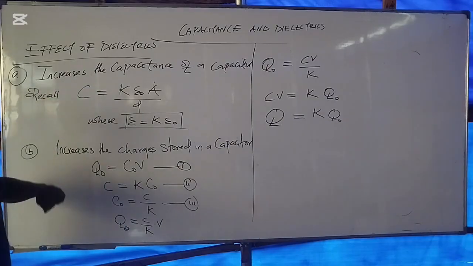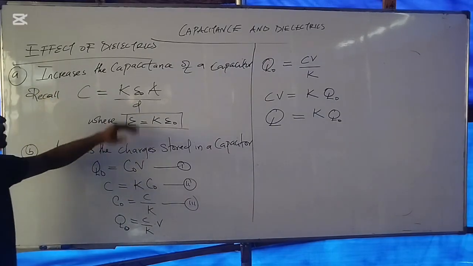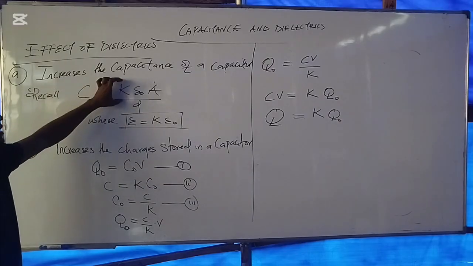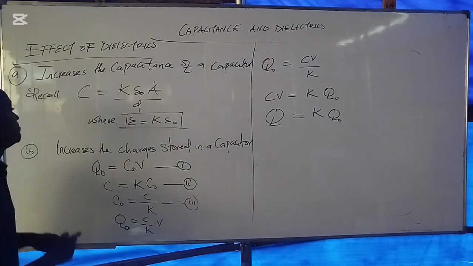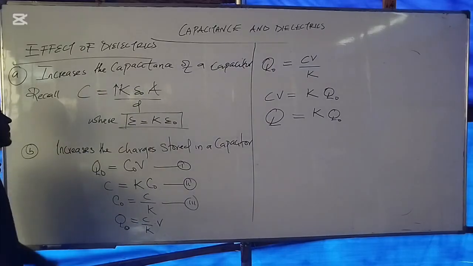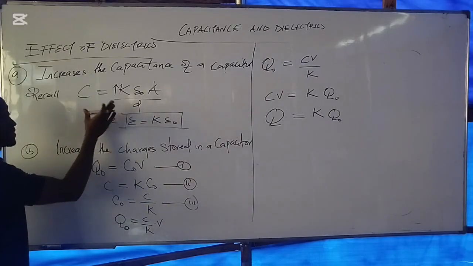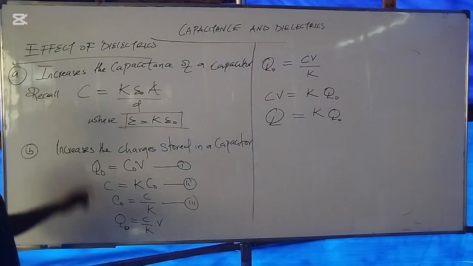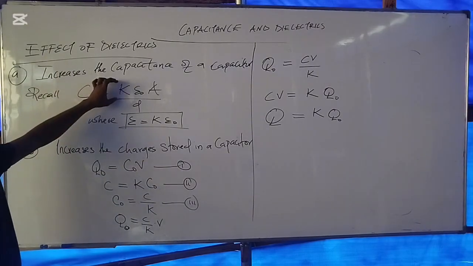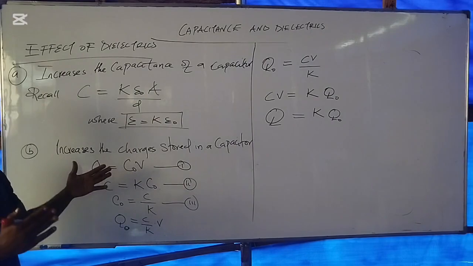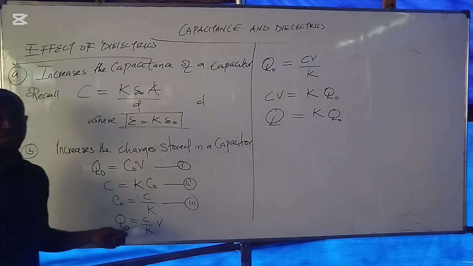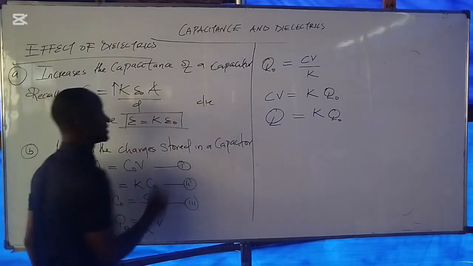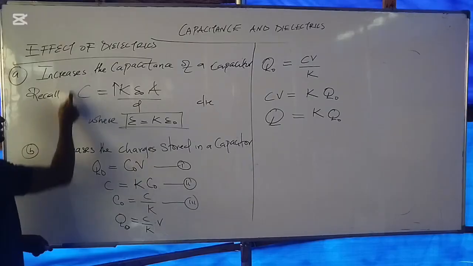From our expression we derived, we saw that C is equal to K, permittivity of free space times area divided by Z. What you notice is that capacitance and K have a direct relationship, meaning that if I introduce a dielectric material in the capacitor, it will increase the capacitance. Are you following? By a factor of K. Now you can see that the capacitance and the constant K are directly proportional to each other, meaning that if we add a dielectric material to a capacitor, it also increases its capacitance.